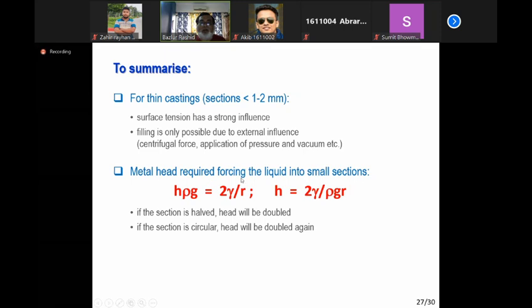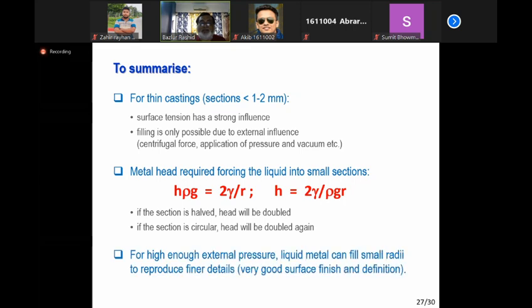So the metal head required to force the liquid metal into a small section, ignoring atmospheric pressure, is given by H rho G equal to twice gamma by R. So H is equal to twice gamma by rho G R. So if you reduce the section by half, you need double the head, so the sprue height will be double. On the other hand, if the section becomes circular, again the head will be double. So we have to keep in mind these two aspects while designing the mold and the running system.